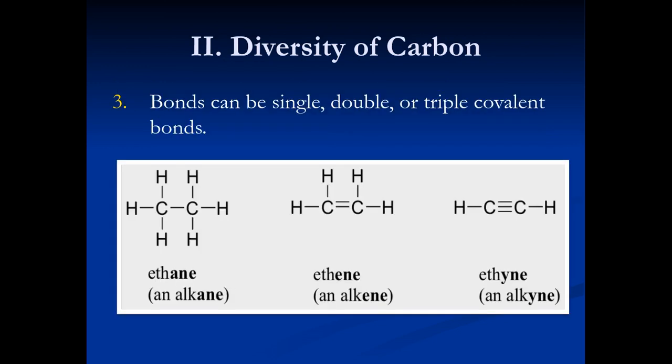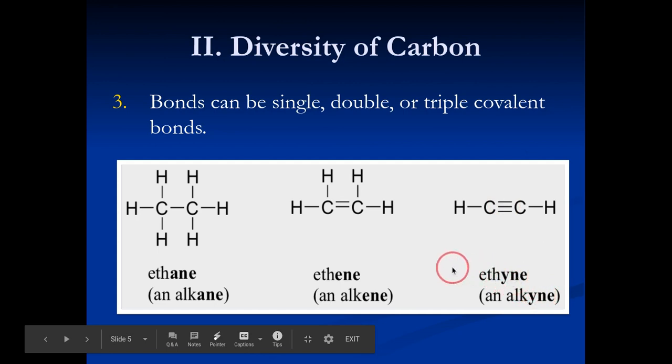Now, we get into the diversity of carbon, and we can have bonds that can be single, double, or triple covalent bonds. So right here, I see all single bonds. Look at that. That is a double bond, and that is a triple bond. The interesting thing about that is its ending. If they're all single bonds, we call it an alkane, and that ends in ane. If there's a double bond in there, we call it an alkene, and there's the ene, ethene. And if there's a triple bond, we call it an alkyne. That's an alkyne, and we would call this ethyne.